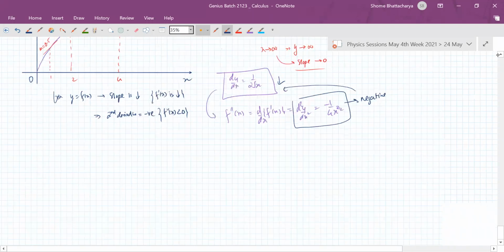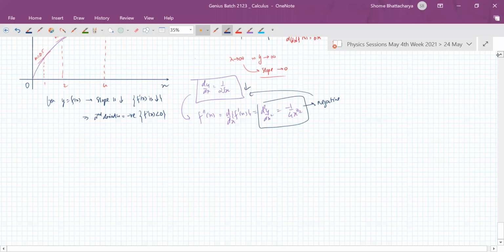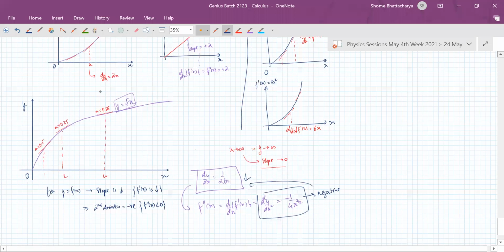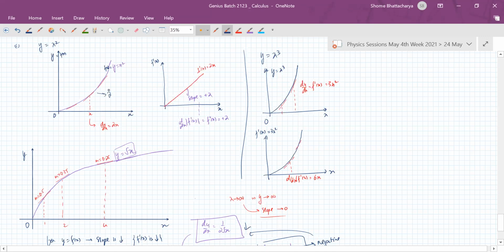X square का curve देखो कैसा है? It's of increasing slope. Yes. You can see now, this will have second derivative positive because the slope is increasing. Whereas this sort of graph, you can see the slope is decreasing. So what can we say about second derivative? It must be negative.